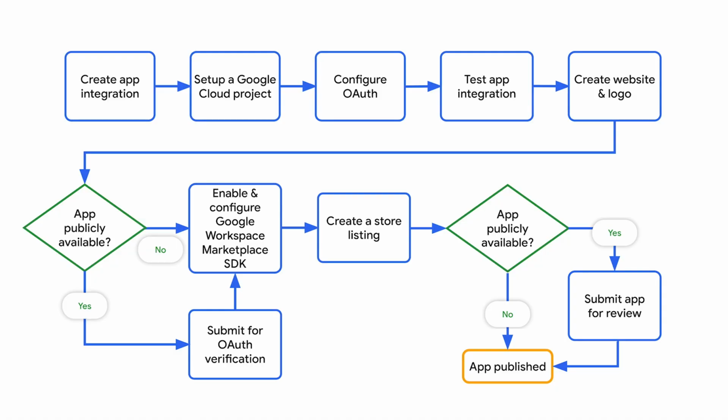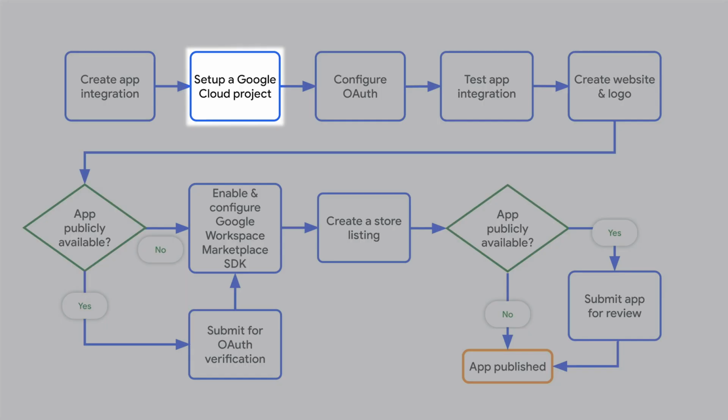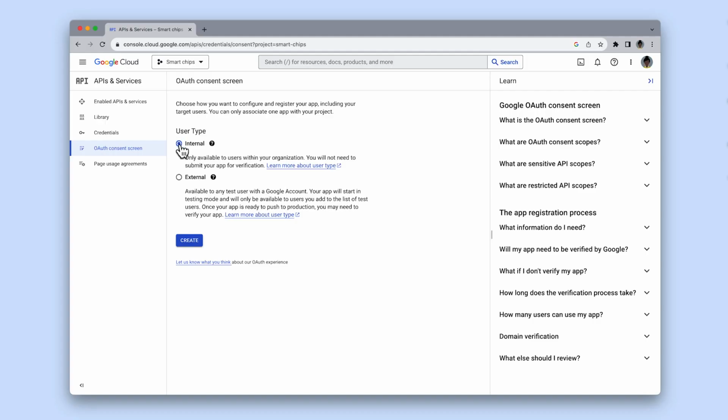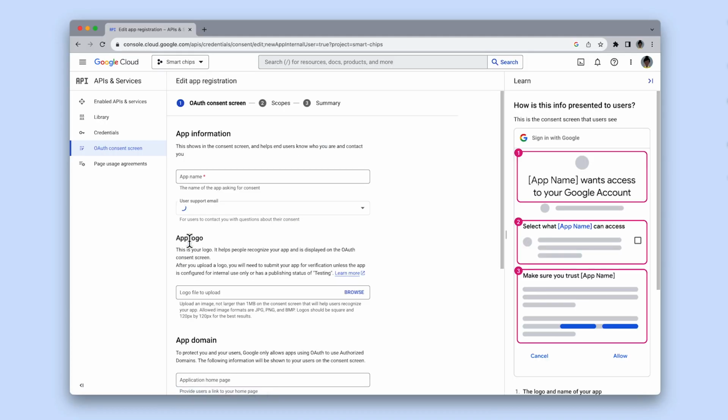Every Google Workspace app integration needs to be connected to a Google Cloud project. For this, set up a dedicated project in the Google Cloud Console. Let's assume you have created a Google Workspace add-on with AppScript that extends Sheets, Calendar, and Gmail. It's time to configure the OAuth for your app integration. As part of this configuration, you will fill out the OAuth consent screen.